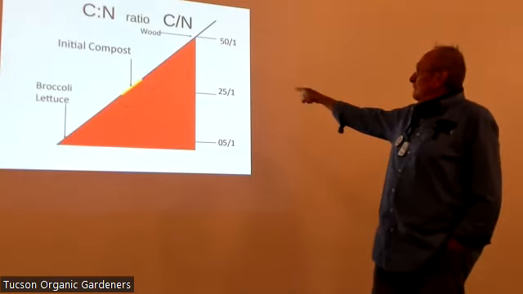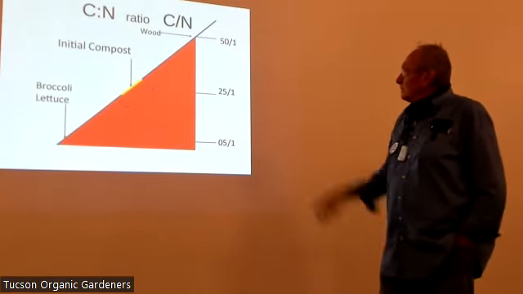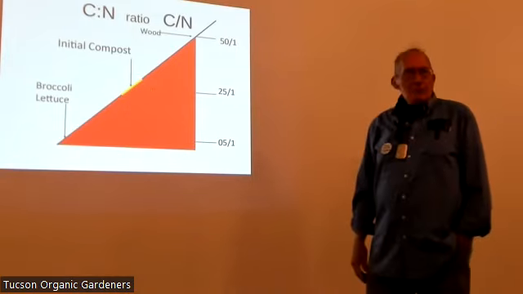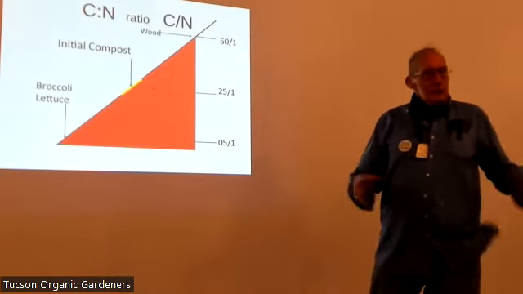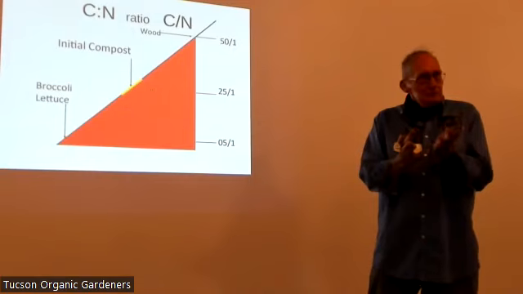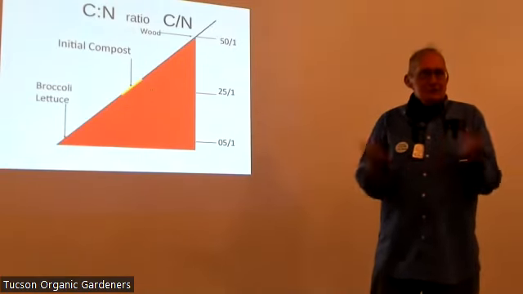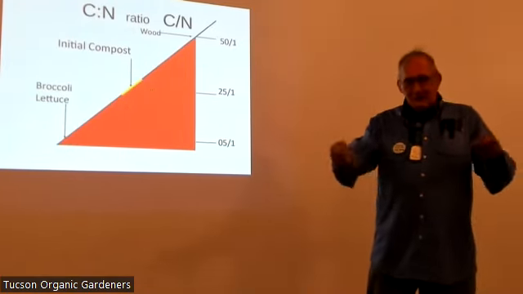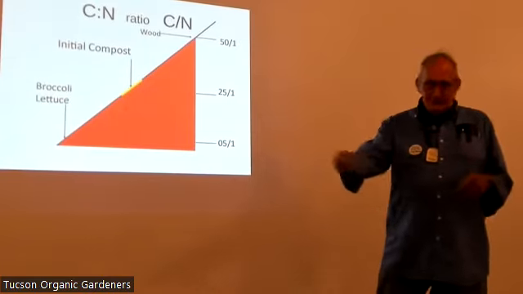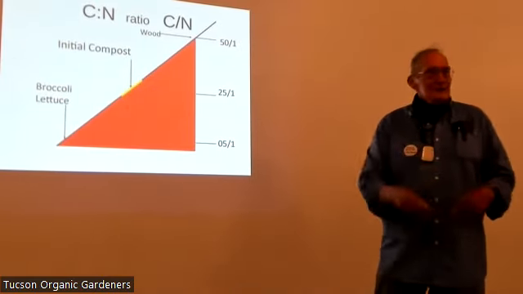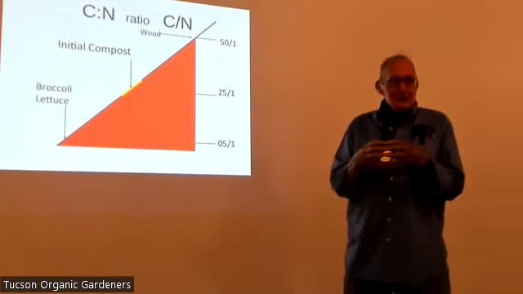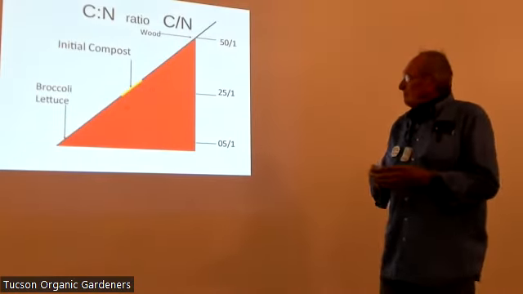Initially, we're going to run our compost to around 25-to-1, between 20 and 30. But it's hard to figure that out because it's not like a chemistry recipe. You're taking the flour and the sugar, and it's already mixed together.